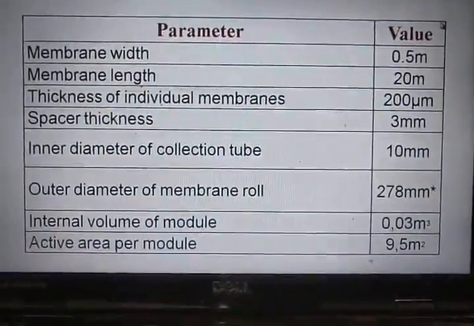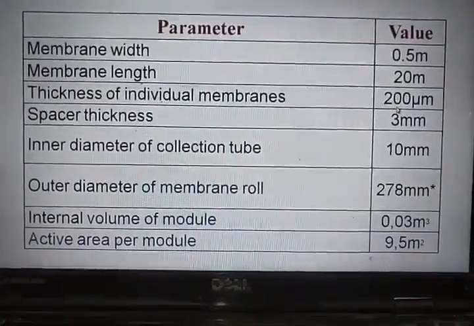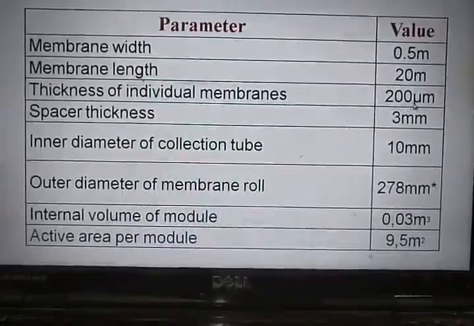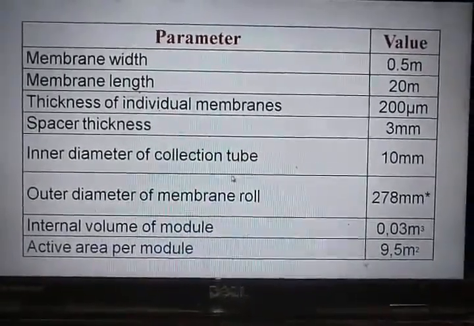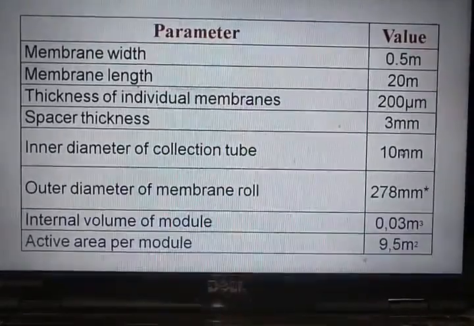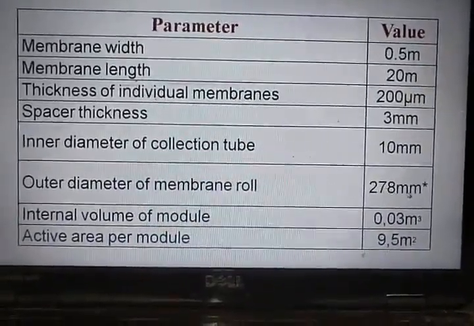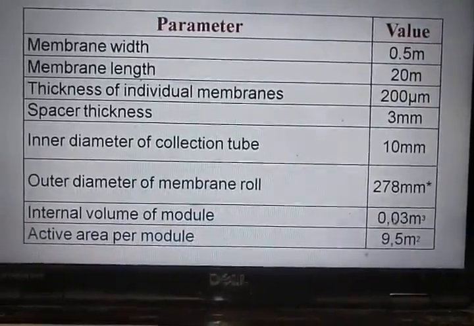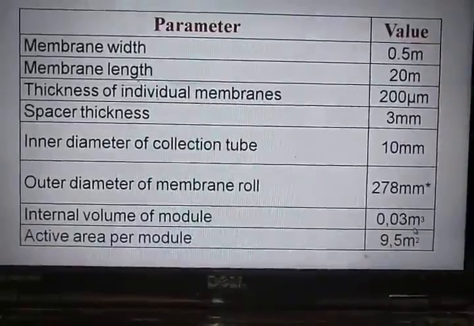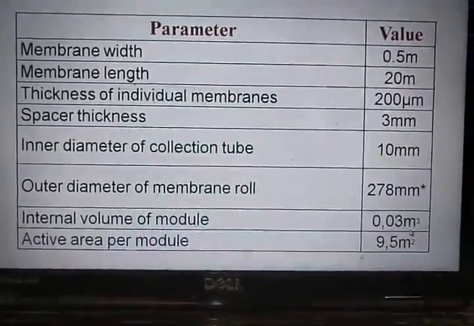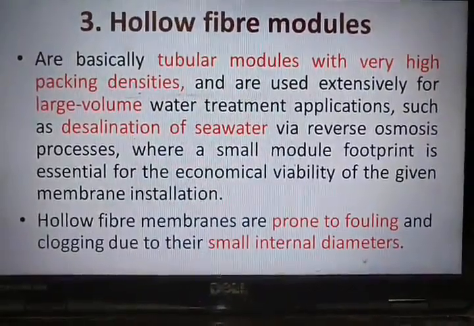These are the parameters of this module. The width is around 0.5 meter, the membrane length is 20 meter, the thickness of individual membrane layer is 200 micrometer, the spacer thickness is 3 mm, inner diameter of collection tube is about 10 mm, outer diameter of the membrane roll is about 200 micrometer, internal volume of the module is 0.03 meter cube, and active area per module is 9.5 meter square.